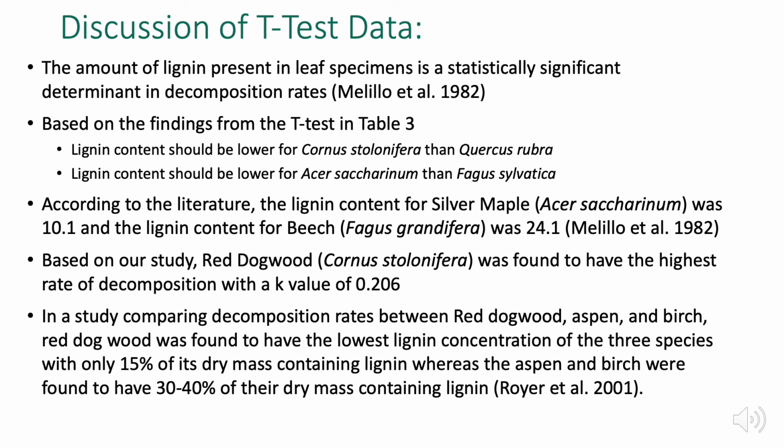Based on our study, red dogwood, Cornus stolonifera, was found to have the overall highest rate of decomposition. In a study published in the peer-reviewed journal article titled Effects of Nutrient Enrichment and Leaf Quality on the Breakdown of Leaves in a Hard Water Stream by Royer et al., they compared decomposition rates between red dogwood, aspen, and birch. Their findings concluded that red dogwood was found to have the lowest lignin concentration of the 3 species, which is consistent with the high decomposition rates, which is also consistent with our findings from Figure 1.